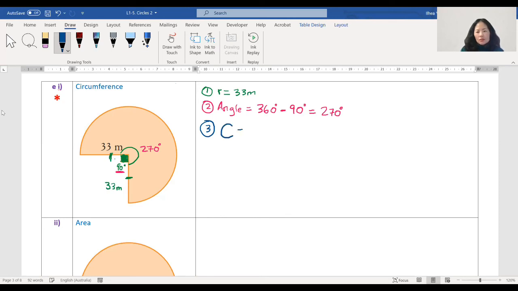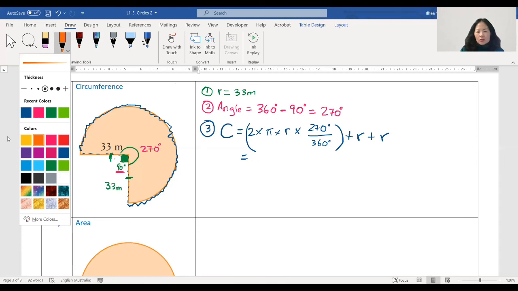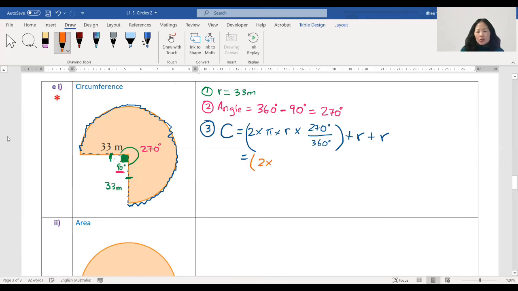So C equals 2 times pi times R times 270 degrees over 360. Okay, so that's only this part. So I need to add radius plus radius because there's 2 radii that I need to close up this shape. Substitute in 2 times pi times 33, because the radius is 33, times 270 over 360, plus 33 plus 33.